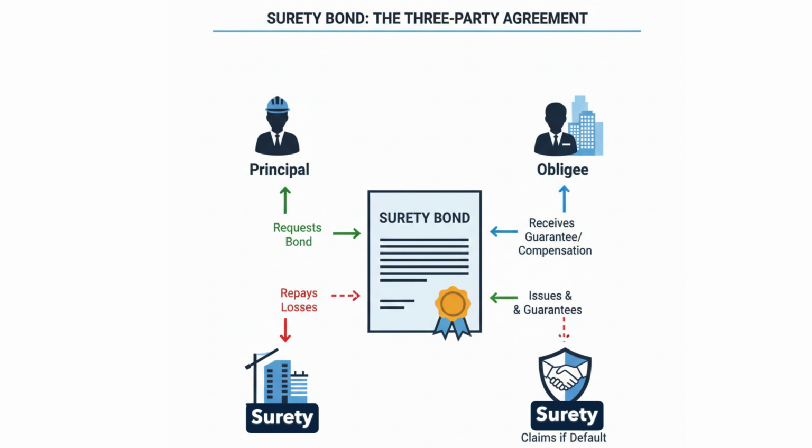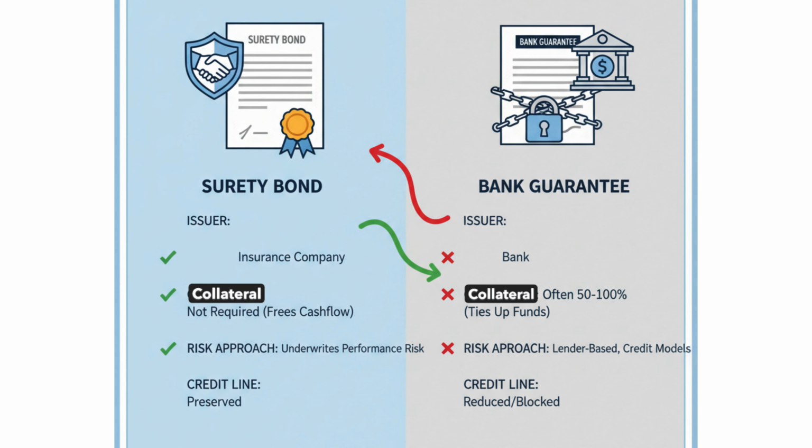to the obligé. If the principal fails to meet their contractual duties, the surety compensates the obligé for any losses up to the bond amount. The principal is then obligated to repay the surety. This creates a risk management mechanism protecting the obligé while enabling the principal to access opportunities without tying up their working capital.